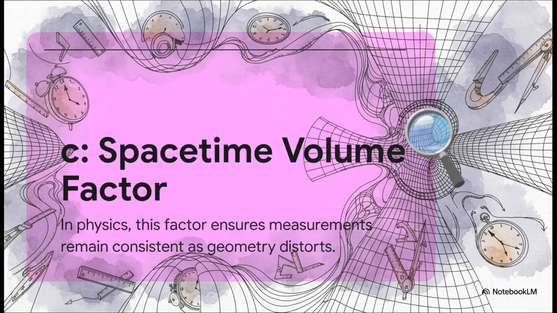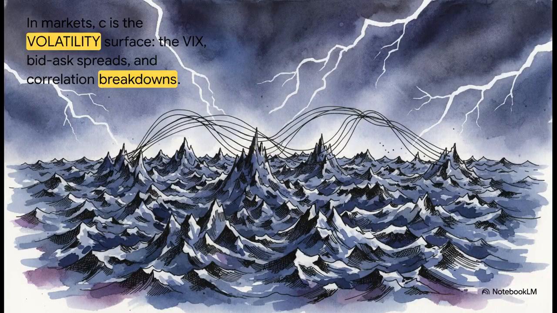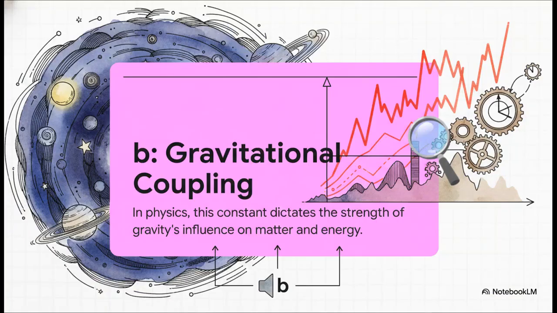Now our third fader, C, is a little more abstract, a little more out there. In physics, it's basically a correction factor. It makes sure that your calculations still work even when the very fabric of spacetime is being bent and twisted. In the market, C is the volatility surface. Think of it as the system's weirdness meter. It captures how the market's geometry gets all distorted right before a big break. You know, the VIX goes haywire, bid-ask spreads blow out, all those things that tell you something is deeply wrong. That's C.